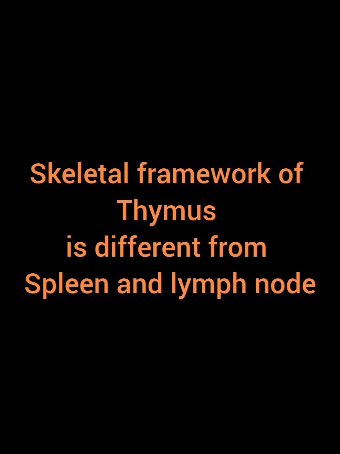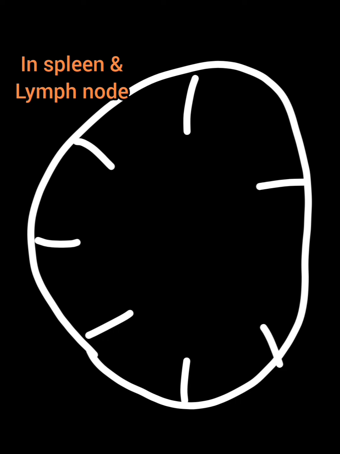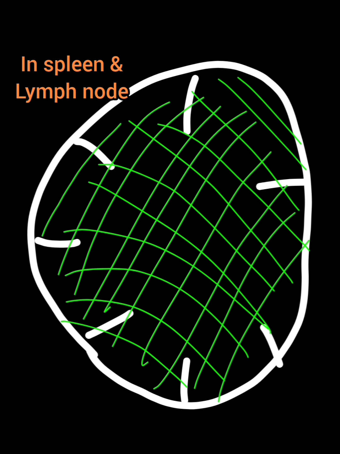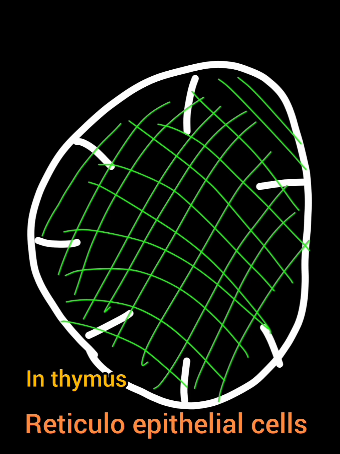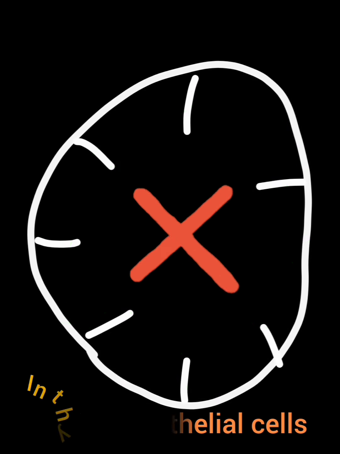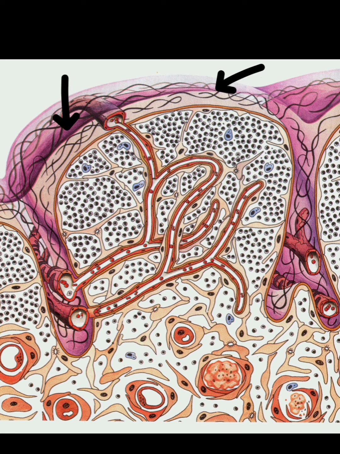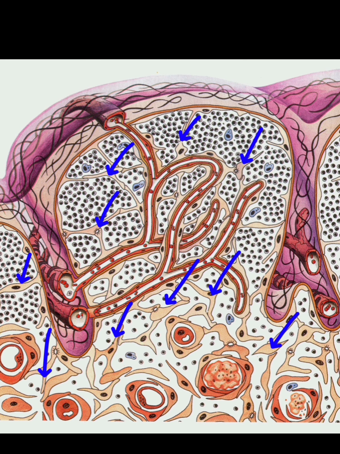The skeletal framework of thymus is different from spleen and lymph node. Let us quickly recall how it is in spleen and lymph node. There is an outer fibrous connective tissue capsule and trabeculae which run deeper from the capsule. Parenchyma is supported by a meshwork of reticular fibers in spleen and lymph node. But in thymus, parenchyma is supported by a meshwork of reticuloepithelial cells, not by reticular fibers. Here we see capsule, trabeculae, and a network of epithelial cells, the reticuloepithelial cells.